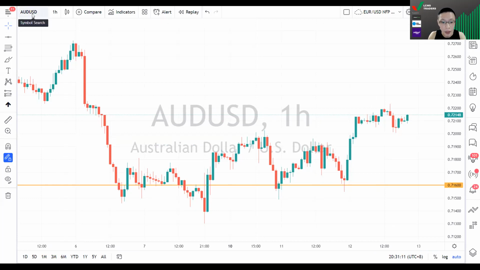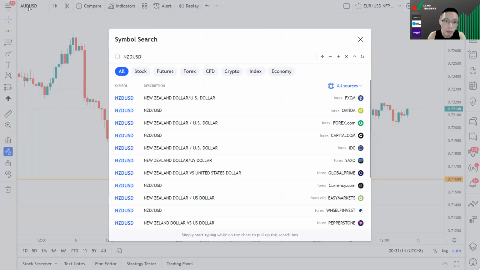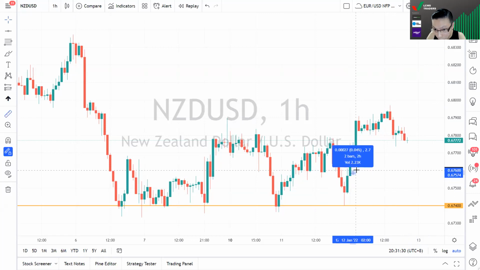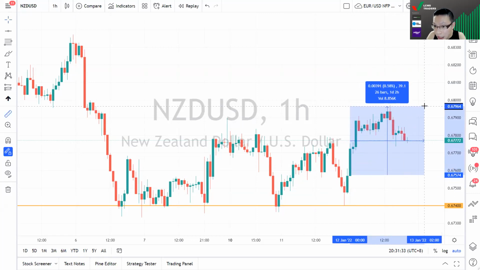The third pair is also another antipodean pair, New Zealand dollar. There's no need to go to the daily anymore, because price is not at the zones and things like that, and we are definitely not looking at such a high time frame. Let's see.